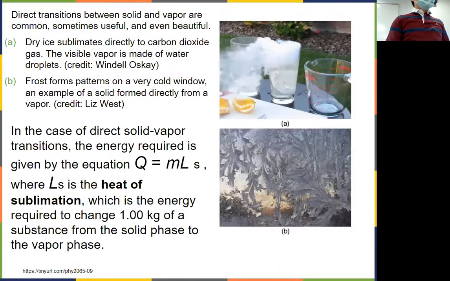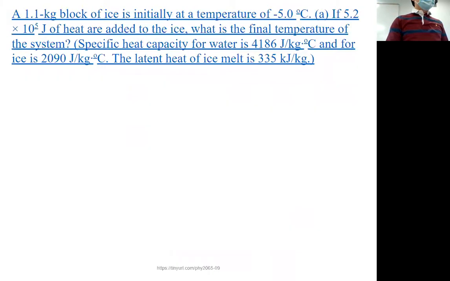Sometimes the phase transition happens directly from solid to vapor and from vapor to solid as well. That's called the heat of sublimation for the latent heat in this case, okay?